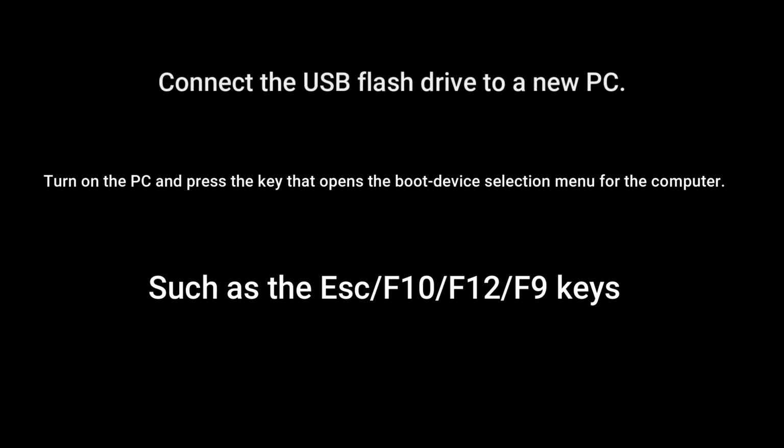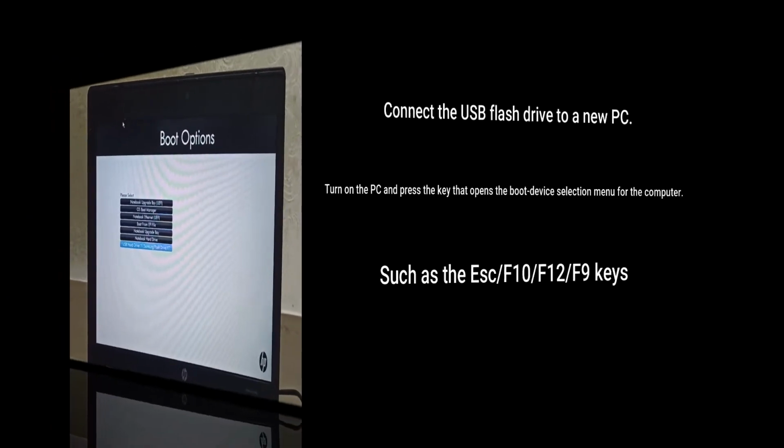Today I'm going to teach you how to install Windows 10. So first of all, connect the USB and turn on the PC and press the key F12 or F10 or some PCs have a skip key. So press the key and start.